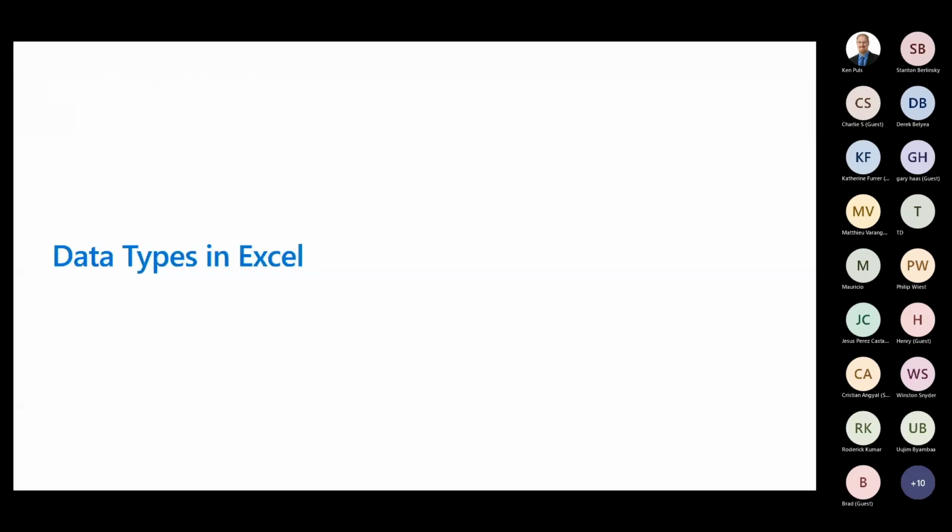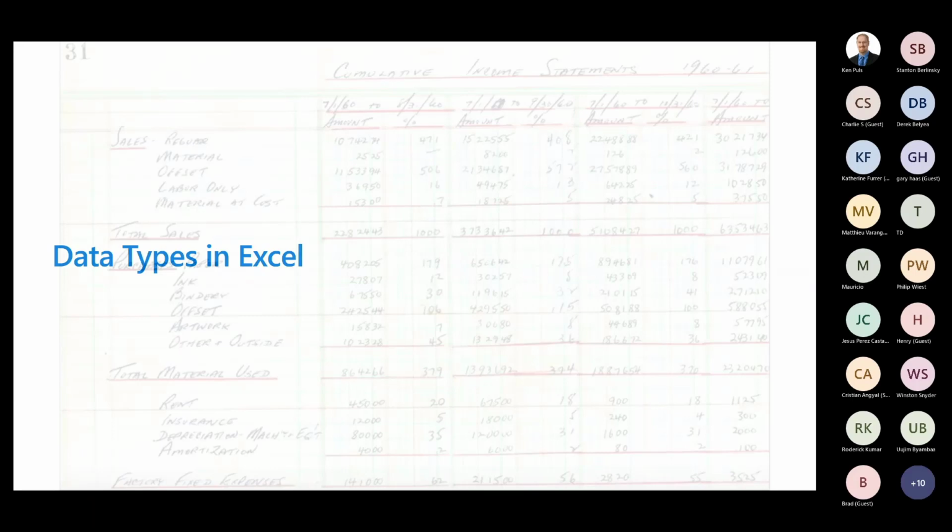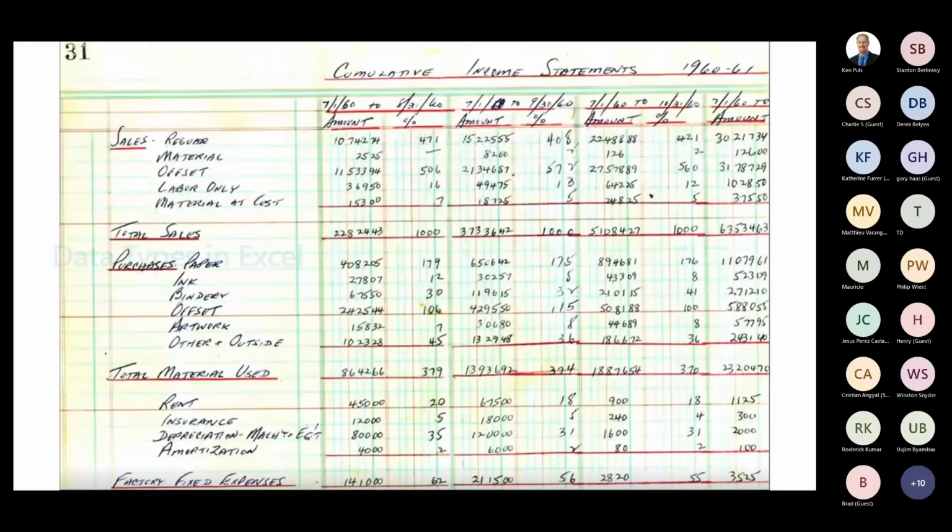Data types in Excel, what is that? And in order to understand what data types is in Excel, we basically have to go back to before the end of the 70s, where running a business pretty much looked like this: a piece of paper with a grid on it, and then numbers and text, and then you did calculations and so on. And here's one example of that.